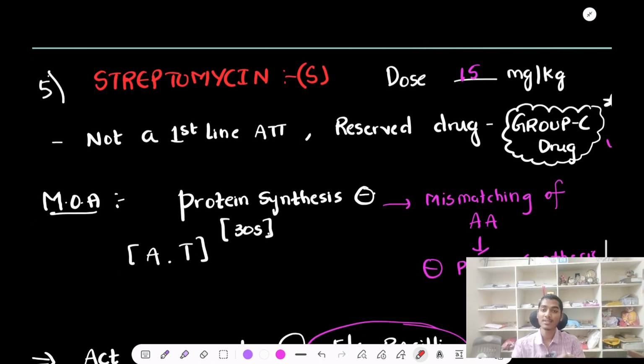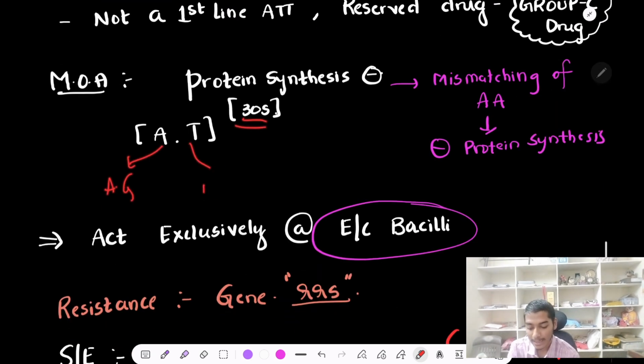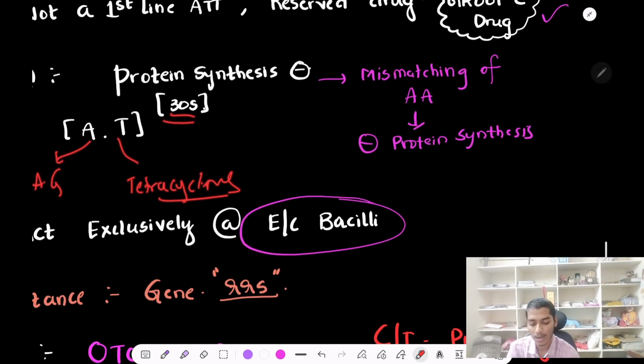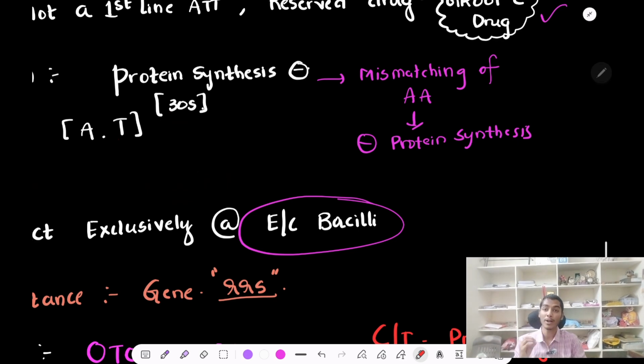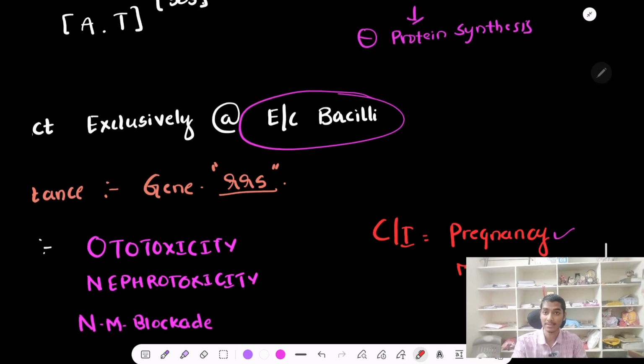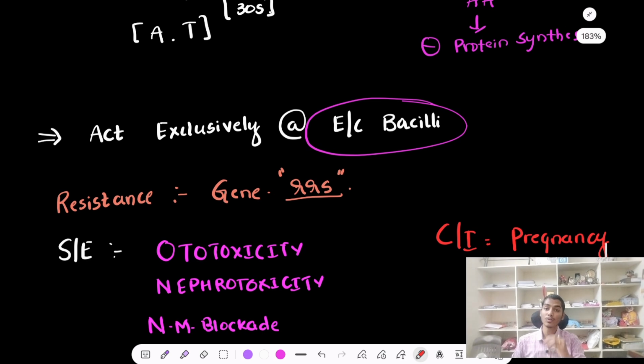Mechanism of action: it belongs to the aminoglycosides, so it has protein synthesis inhibitory property. It acts at the 30S ribosome. We have aminoglycosides as well as tetracyclines which act at the 30S ribosome, inhibiting the mismatching of amino acids, and it inhibits the protein synthesis.